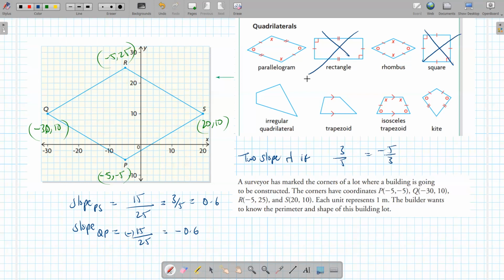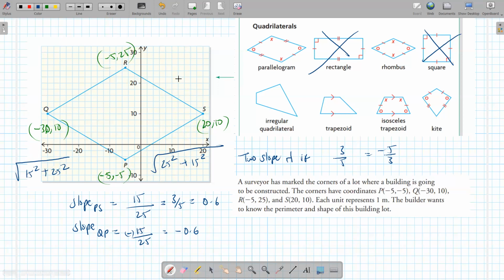Now it's between a rhombus and a parallelogram. What you do is you find all the side lengths. So this will be 15 squared plus 25 squared. From here to here, that's 25 squared plus 15 squared. Oh, these two are the same. What about from here to here?